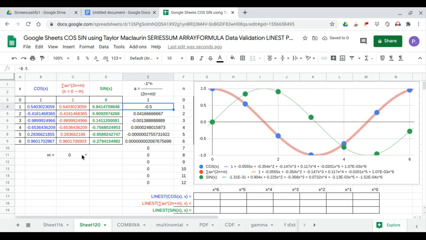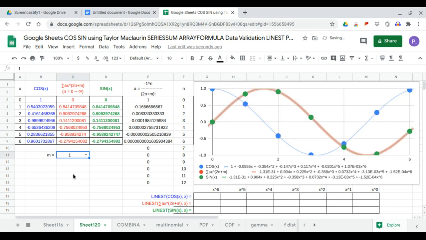So we can select. If it is 0, the expansion in red is cosine. If it is 1, the Taylor-Maclaurin series sum is sine. You'll notice the green data sets. That means it's sine. Well, the blue data sets are cosine. So if it's 0, it is cosine.